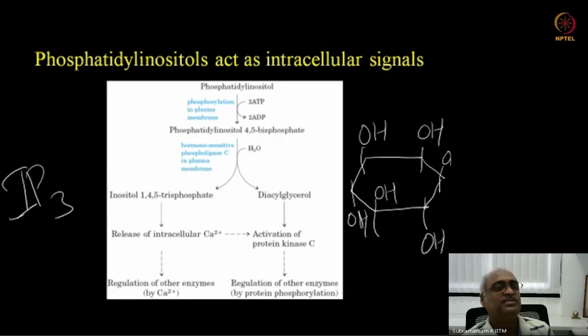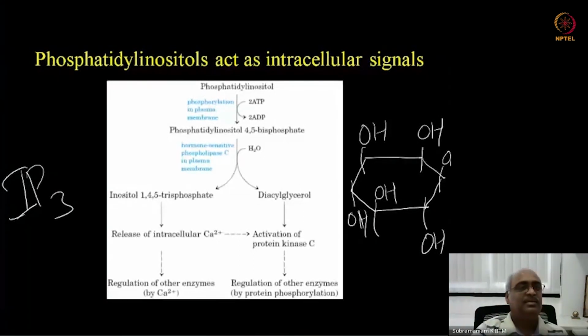Okay, so this IP3 is the major intracellular signaling molecule. So this is produced by extracellular signals that interact with the membrane bound receptors, leading to inositol phosphorylation and hydrolysis to release the inositol trisphosphate. This moves within the cytoplasm and releases stored calcium from, for example, endoplasmic reticulum.